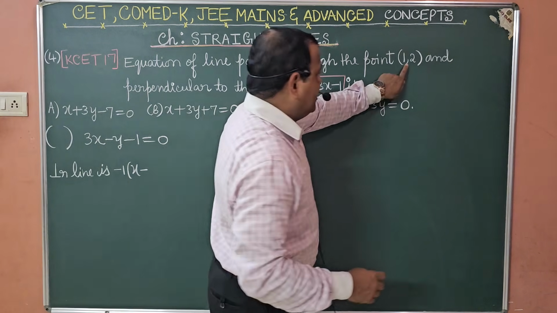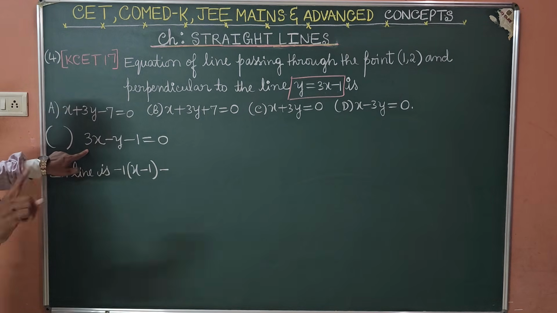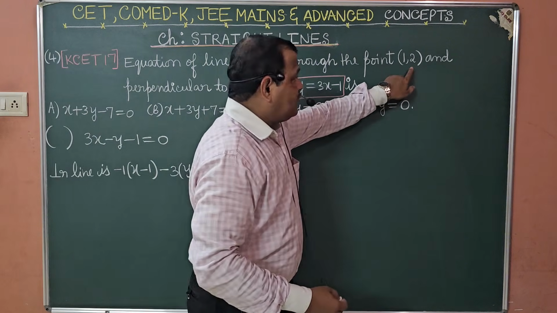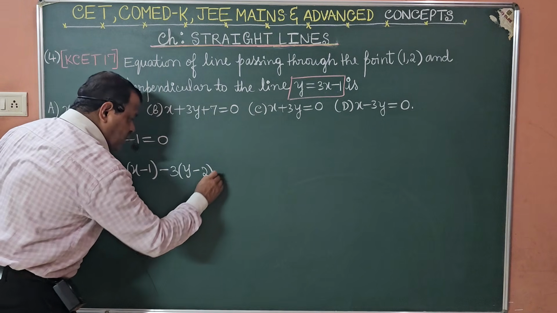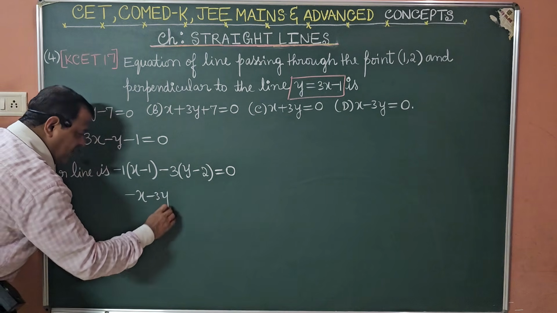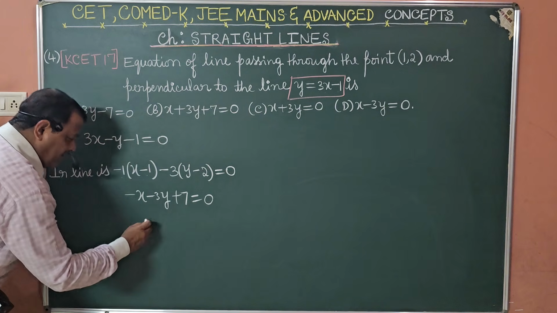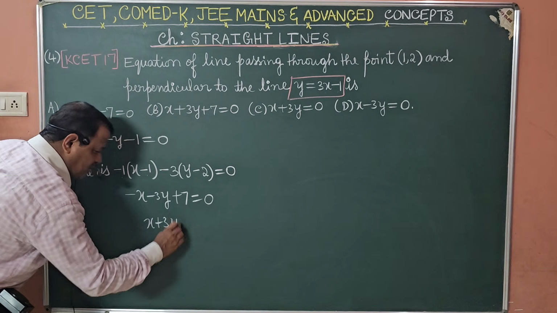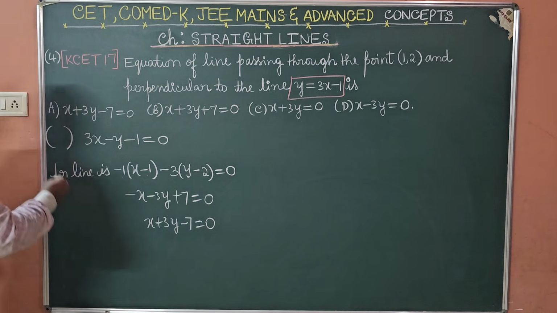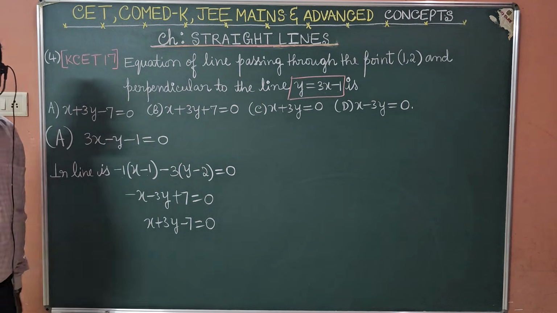x1 is this, minus coefficient of x 3, it's a negative, that is minus 3 into y minus, so this y1 is 2, is equal to 0. This we simplify, we will get the answer. See, minus x minus 3y, this is plus 1 plus 6, so plus 7 is equal to 0. Multiply both sides by minus 1, x plus 3y minus 7 equal to 0, and this is found in option A. Therefore this question, option A, kindly go through.